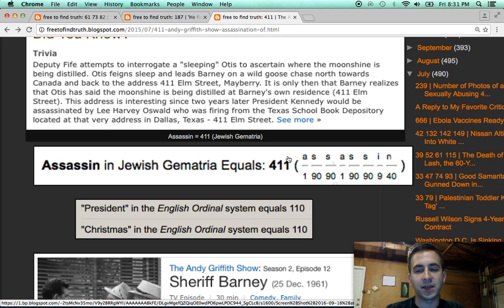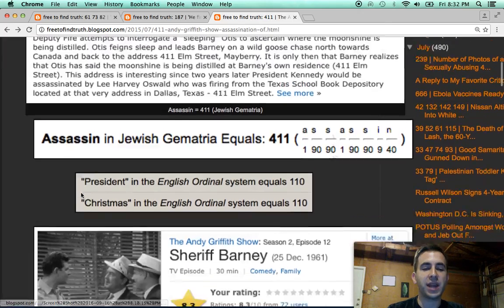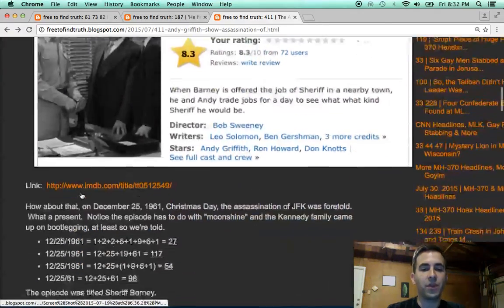Dealey Plaza, named after a 33rd degree Master Mason. Shot from 411 Elm Street was JFK. Look it up. Just like this episode about the bootlegging family. This episode ran on Christmas Day, December 25th, 1961. Christmas and President have the same gematria. That's why they gave this foreshadowing on Christmas Day.